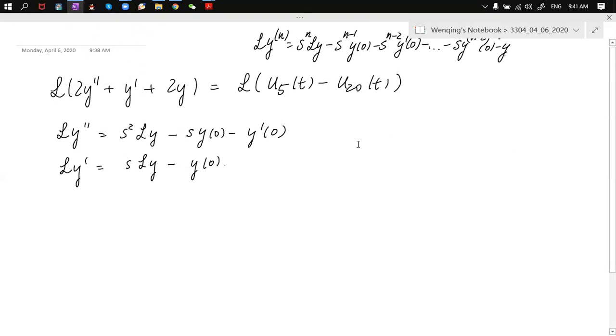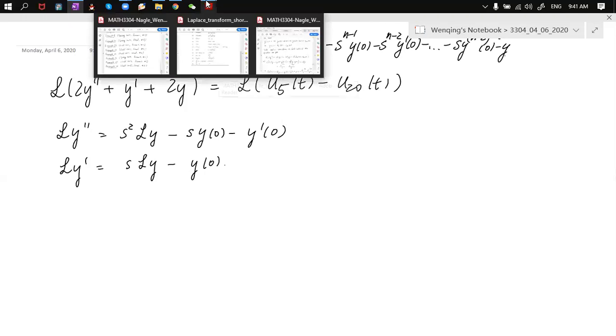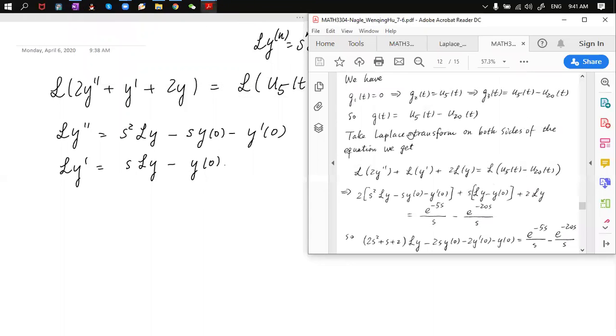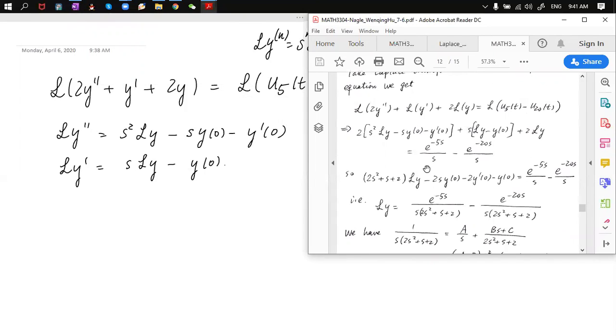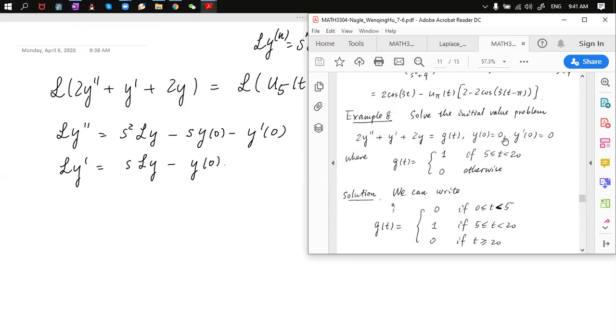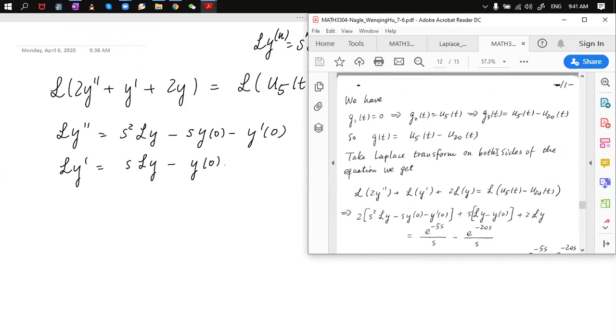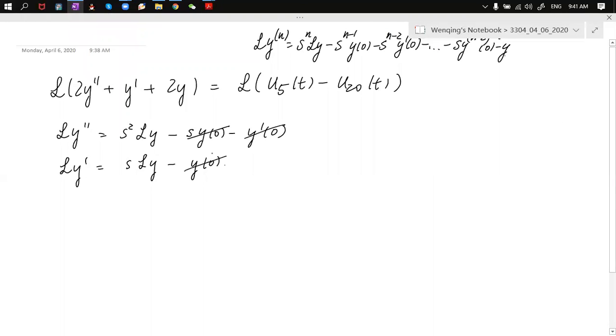Now you can use the initial conditions there. Once you use the initial conditions, you see that both are equal to 0, so you won't really have any of those terms. So in the end, the left-hand side is 2s squared plus s plus 2, multiplied by the Laplace transform of y.